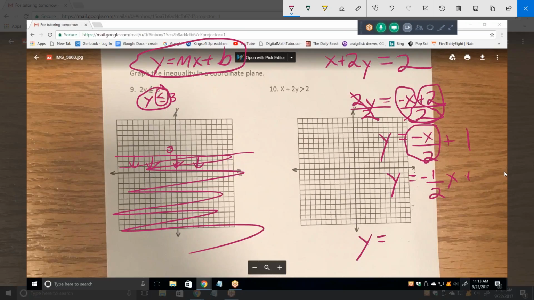Okay. And it's very important you understand that those two are the same. A lot of people have problems with that. When you are dividing the variable by a whole number, people have a lot of difficulty turning that into minus 1/2. But that's what it is. Those two things are the same thing. Now tell me what the slope is. Negative 1/2. And what's the y-intercept? 1. Good. So negative 1/2 and 1.